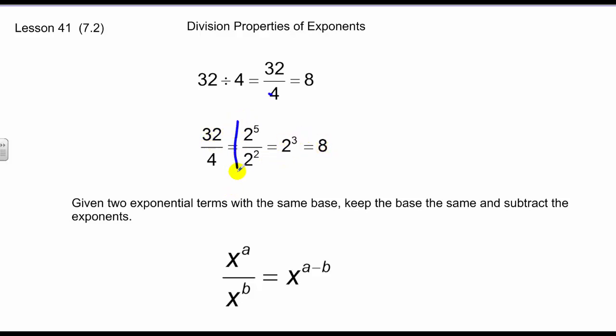And we look at the relationship between 2 to the 5th over 2 squared equaling 2 cubed, and we can clearly see that if we subtract the exponents while keeping the base the same, we get the solution. So in general, here's a rule: given two exponent terms with the same base, we keep the base the same and subtract the exponents. That base raised to the a over that base raised to the b is equal to that base to the a minus b power.